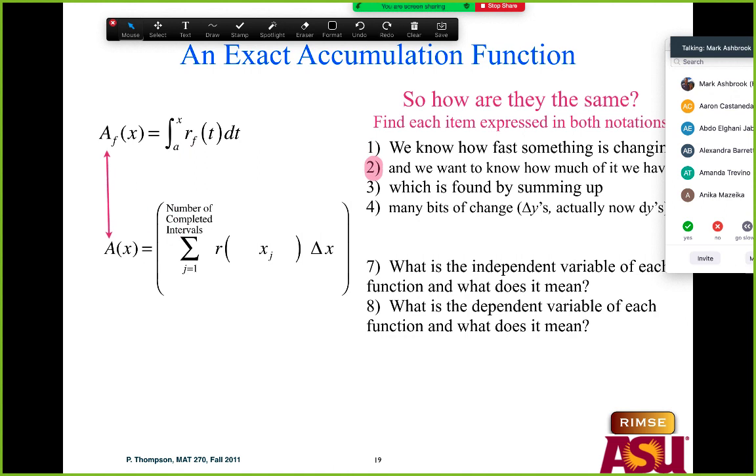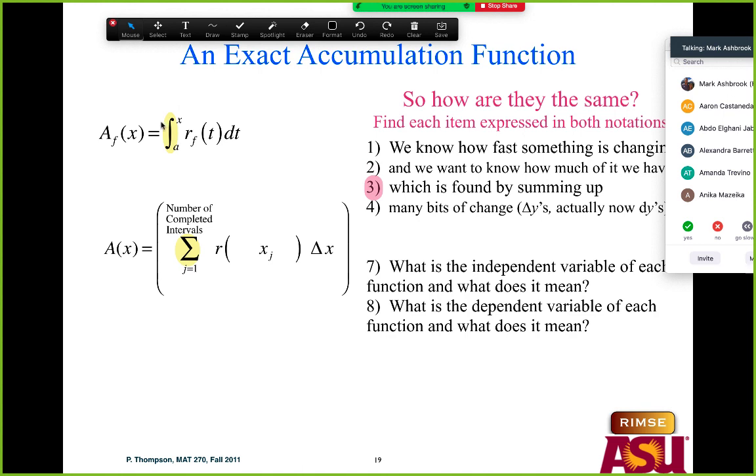This is the net accumulation. Or we know it's one step away from how much we have, right? Net accumulation is just one little step away from how much we have at every moment, which is found by summing up. Where do we see the idea of summing in both of these? Right, the integral symbol or the Greek sigma are both talking about summing up bits of change. And what are the bits of change? What is it that we're summing up?